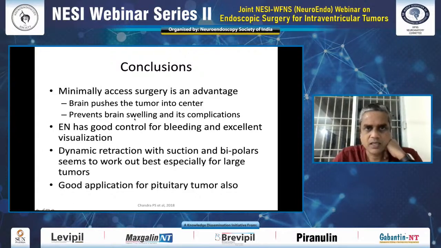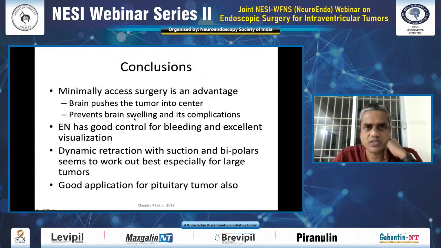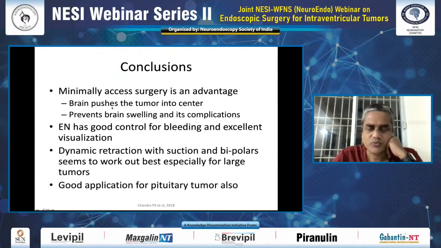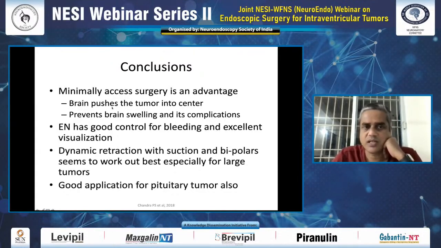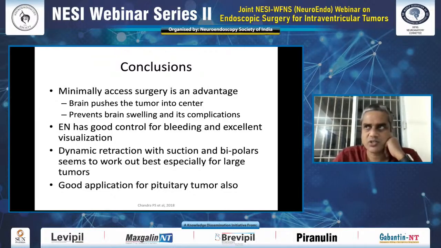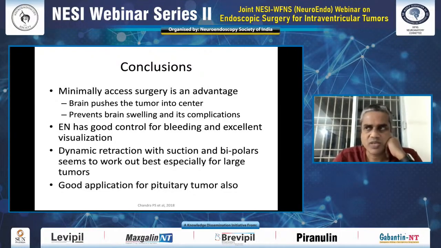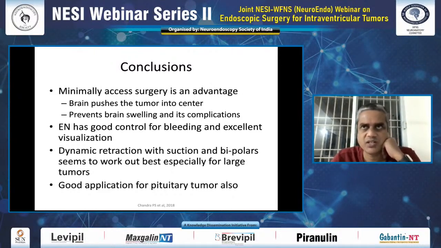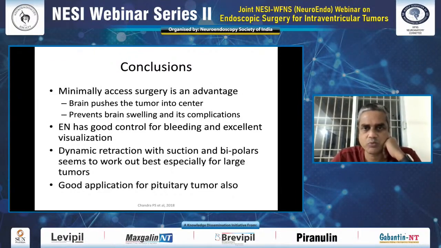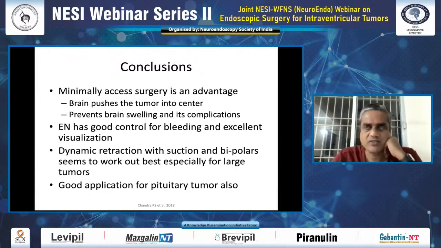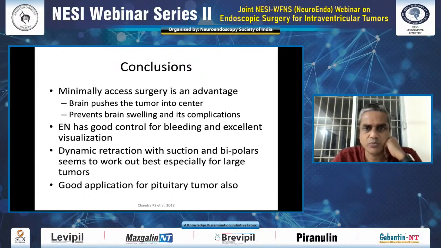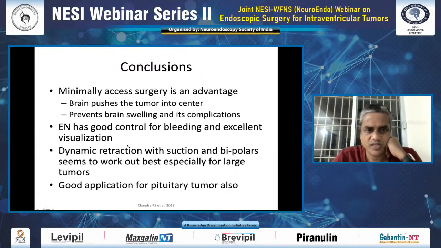And so concluding, since my time is over, minimally invasive surgery is an advantage for intraventricular tumors, paradoxically, because when we deal with large tumors through small openings, we have to stick only to the center of the tumor. And as we keep on decompressing, initially it could be overwhelming because of the large amount of bleeding. But as the tumor gets decompressed, the bleeding reduces and the surrounding brain pushes the tumor to the center.